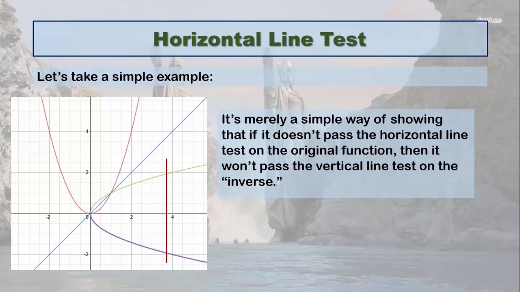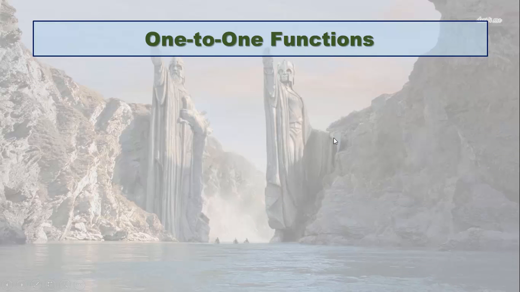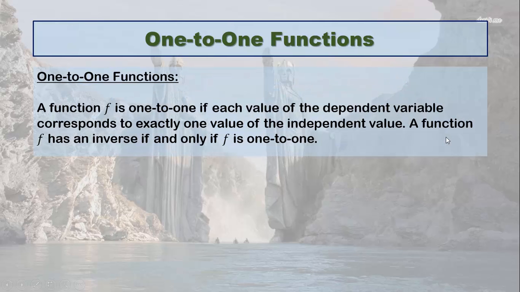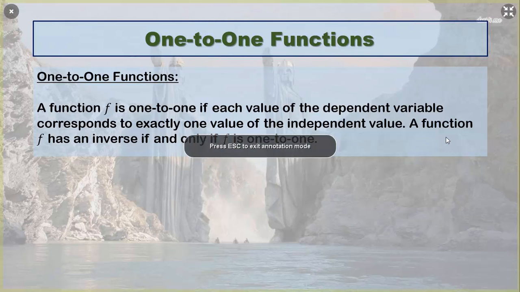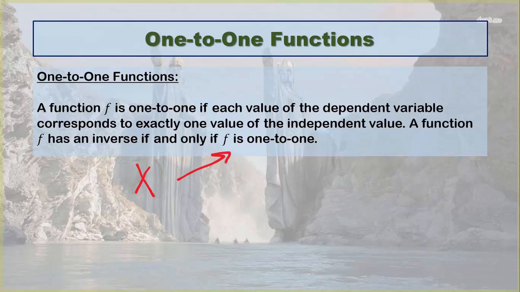And one last thing about the horizontal line test. A function f is one-to-one if each value of the dependent variable corresponds to exactly one value of the independent variable. Function f has an inverse if and only if it is one-to-one. Okay, so that's saying, remember, if an x got mapped to two different y's, it's not a function. X had to be matched to only one y.